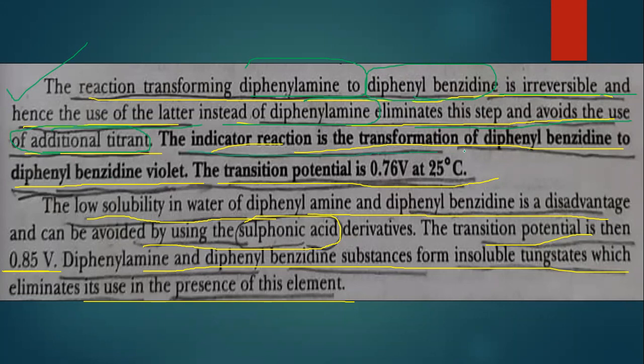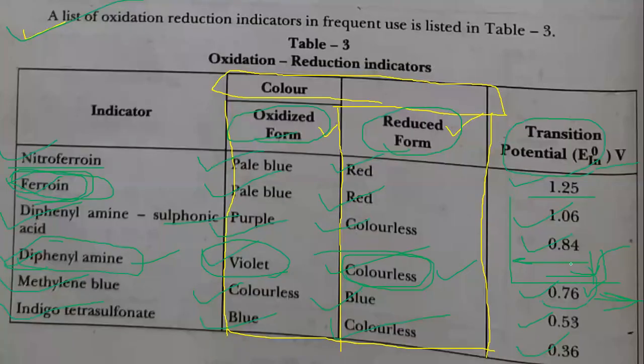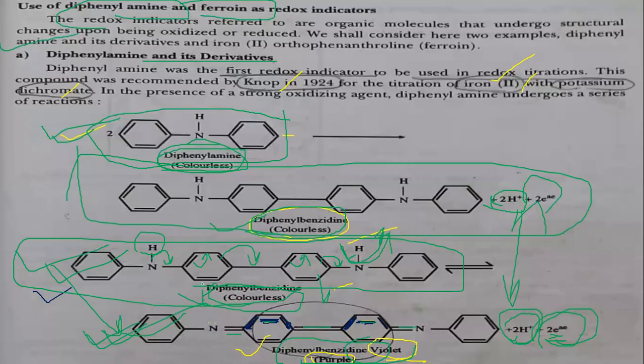So the indicator reaction is the transformation of diphenylbenzidine to diphenylbenzidine violet. The transition potential is 0.76 volt, and that is at 25 degree Celsius. You can see here. So this is diphenylbenzidine, and this is diphenylbenzidine violet. This is a colorless molecule, and this is violet colored.